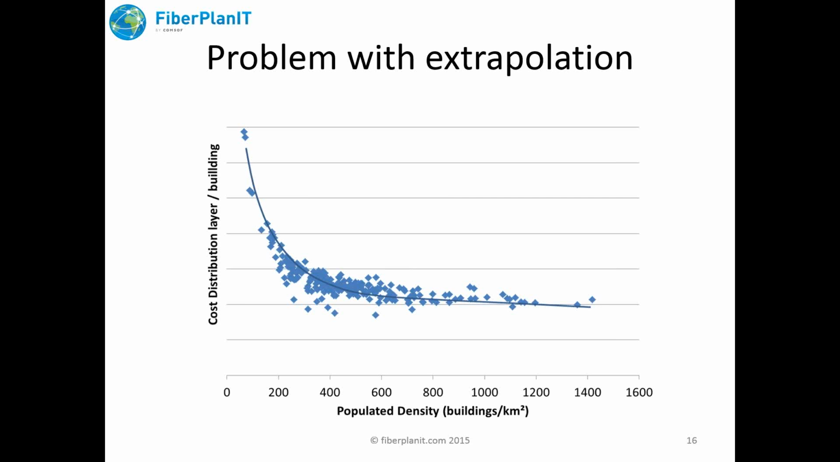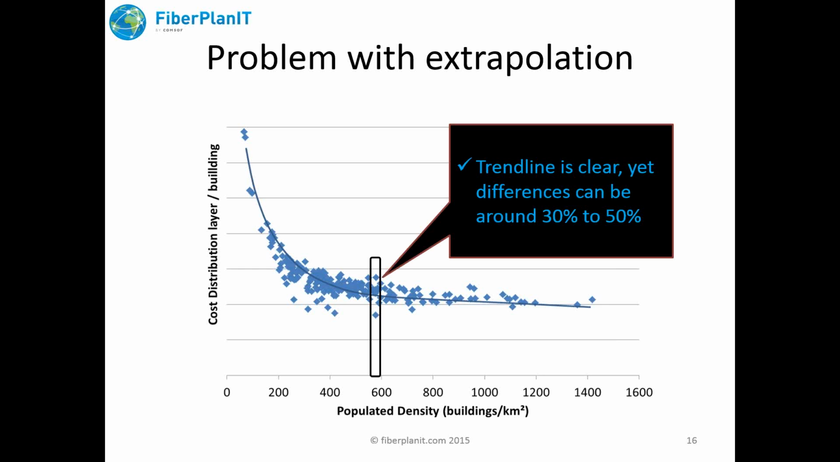On the horizontal axis, you see the population density. On the vertical axis, you see the cost per home. So in general, this shows, for a certain population density, what is the cost of rolling out in an area with this characteristic. The trend line is more or less clear, so you clearly have a decrease in cost. But if you look at a certain point, it's very clear that you can have large differences. For example, at 600 buildings per square kilometer, you have very big variations in costs.